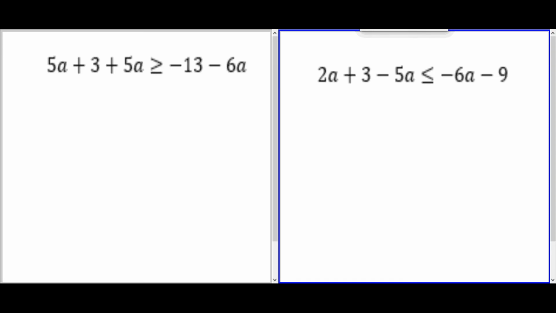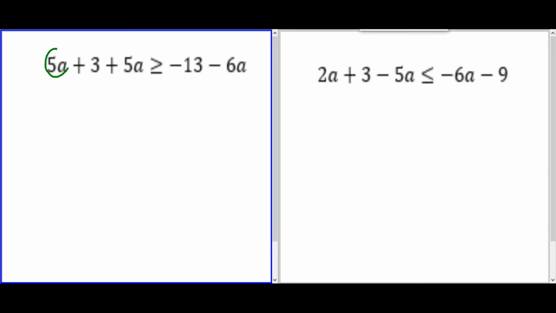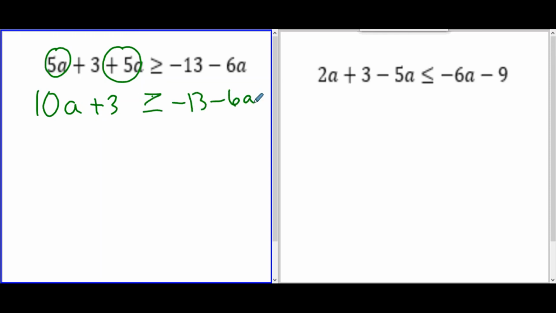For these next two, it's very similar to when we solved equations. First, you need to combine your like terms. So I'm going to combine my 5a's together. I got 5a plus 3 plus 5a is bigger than or equal to -13 minus 6a. Combine your 5a's together. So this is 10a plus 3 is bigger than or equal to -13 minus 6a. And then we're going to solve this for a.